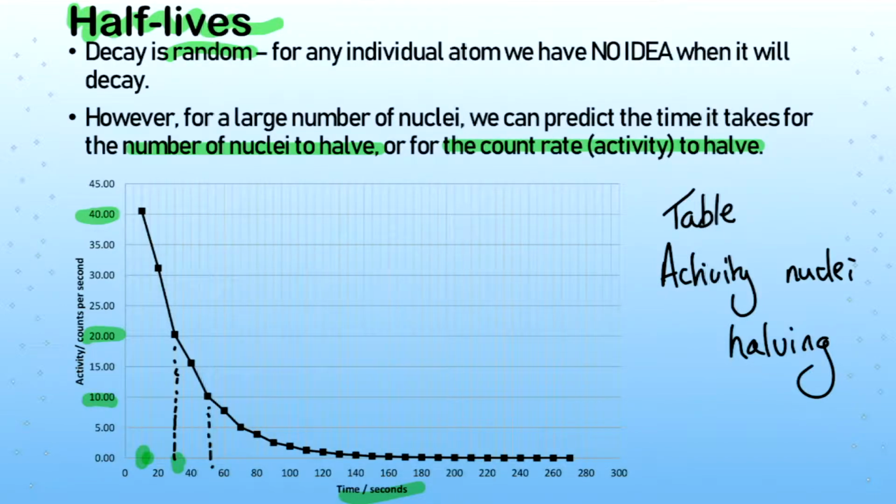And you could do that from a table in just the same way because you'd have this data instead in tabular format. So at 10 seconds, you'd have 40, a count rate of 40. At 30 seconds, the count rate would be 20, and they usually make it pretty obvious for you. Just look for the numbers that are obviously halving, and then look at the time it's taken for that to happen. Look at the difference in time, and that gives you your half-life.